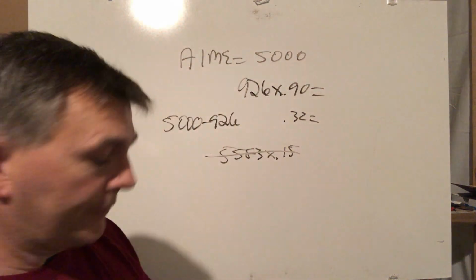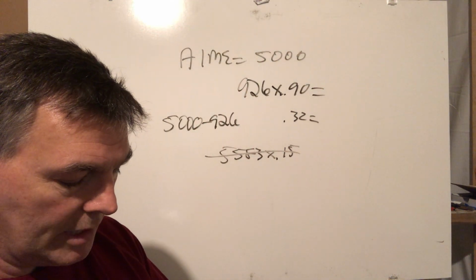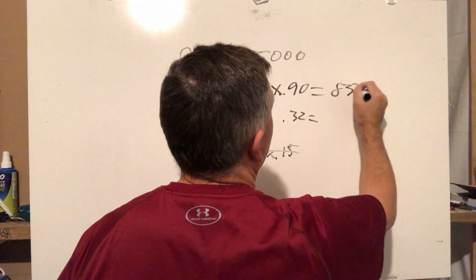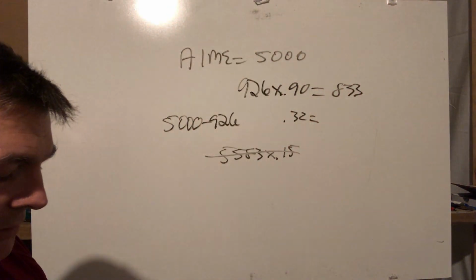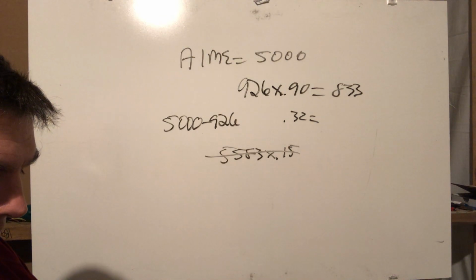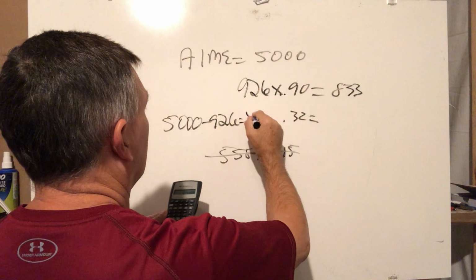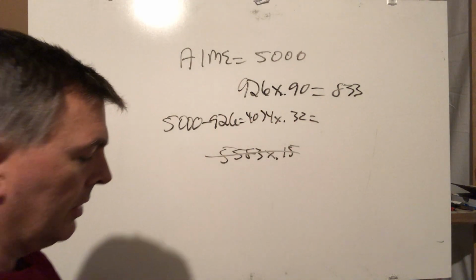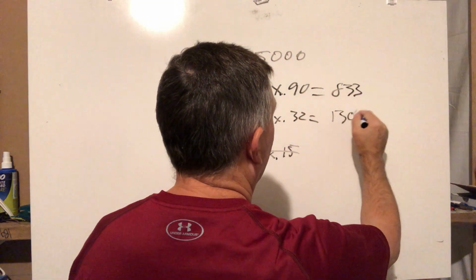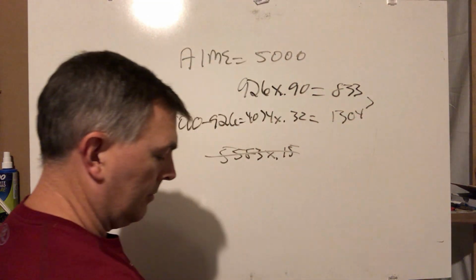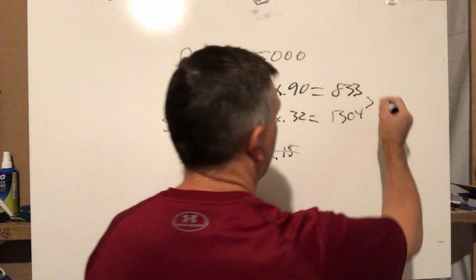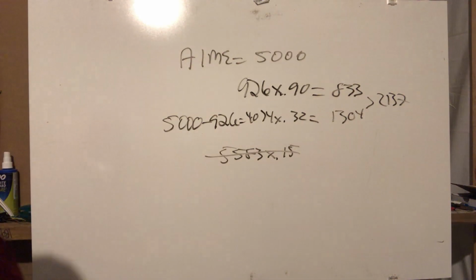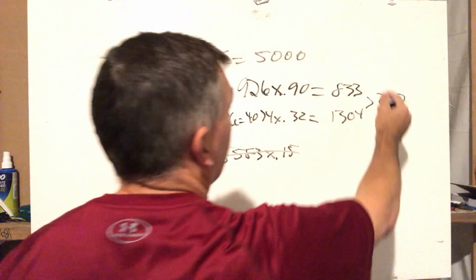So 926 times 0.9 equals 833. I'm just rounding down, it's 833.4. Then 5,000 minus 926 is 4,074. Multiply that by 0.32 and it's 1,304. So that equals 2,136. It's actually 2,137. So our PIA is $2,137. That is our PIA.